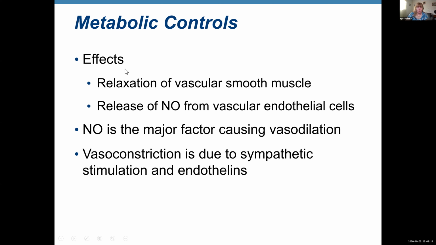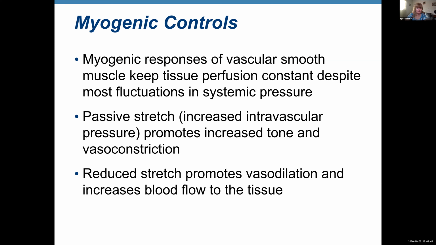Okay, so in metabolic control there is relaxation of vascular muscle, plus the endothelial cells, which cover the lumen of the blood vessels, release nitric oxide, NO. Nitric oxide is a major factor causing vasodilation, so we dilate them even more. Vasoconstriction would be due to sympathetic stimulation. So we can constrict due to the sympathetic system. Okay, that's metabolic control.